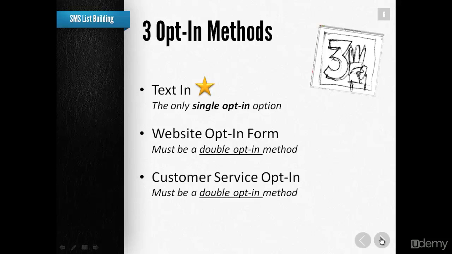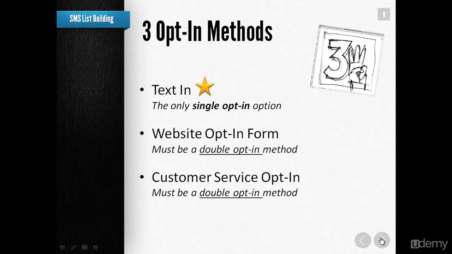The other two ways to get people onto your list are to have a website opt-in form, where people fill something out online, and then you need to send them a message, and then they need to double opt in. They need to agree. The reason is someone could be putting someone else's phone number on the list, and that would be really bad. So you need to make sure you have double opt-in on that. Same with a customer service opt-in, which is also a double opt-in, and I'm going to talk to you about what these are in a minute.